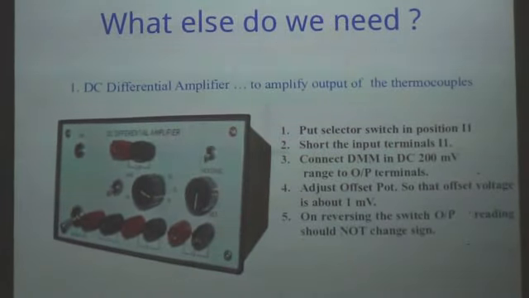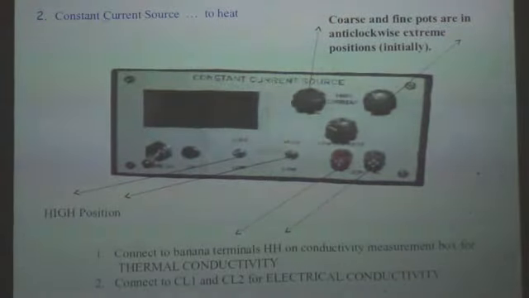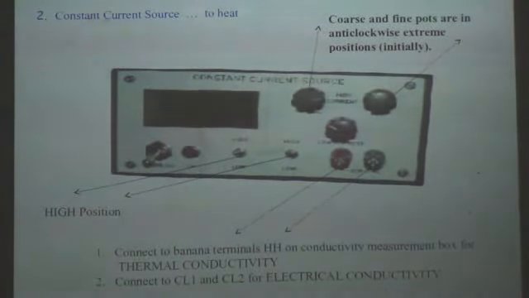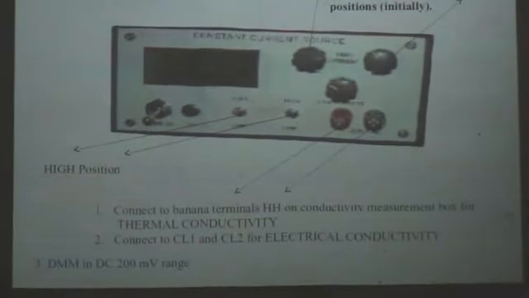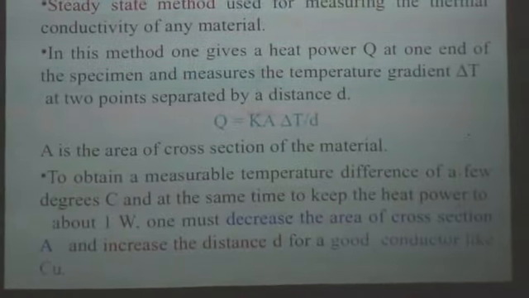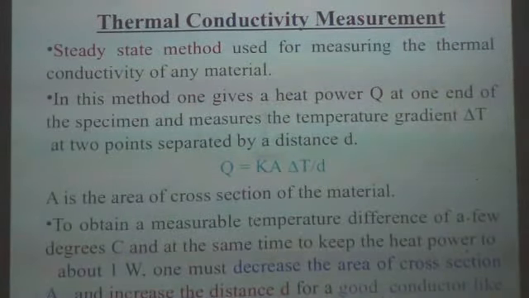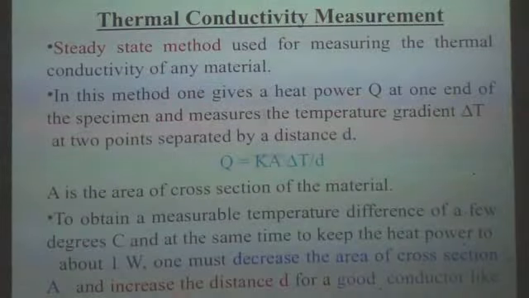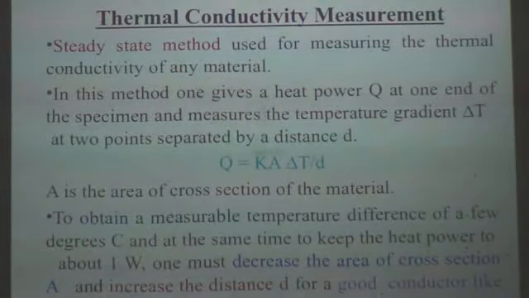So we need a DC differential amplifier. We need a constant current source to heat this, because unless and until we heat, we will not be able to find out thermal conductivity. So let us now move on to the basics. For thermal conductivity, we make use of the steady state. You must have read in the beginning that we define the formula Q = KA ΔT/ΔD.